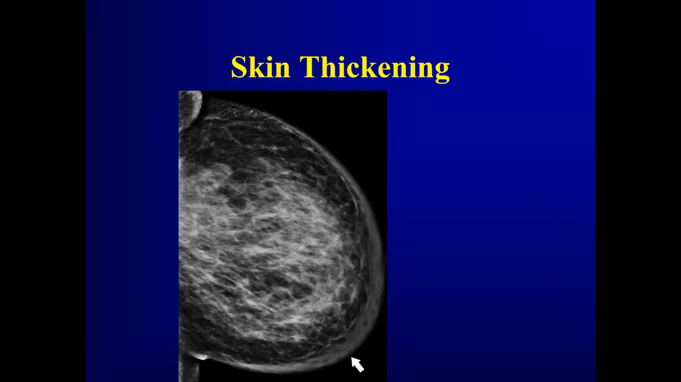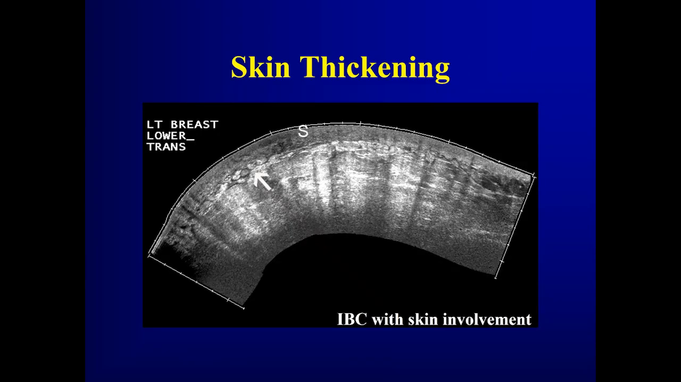And ultrasound can also help us in evaluating skin thickening and skin lesions. This is a patient with inflammatory breast carcinoma. Note where the arrow is, there's marked skin thickening in this patient, and also quite a lot of trabecular thickening in the breast. And here we can see, when we look at this extended field of view ultrasound, the skin thickening demarcated by the S, and also there's associated subcutaneous edema, as you can see with the arrow here.